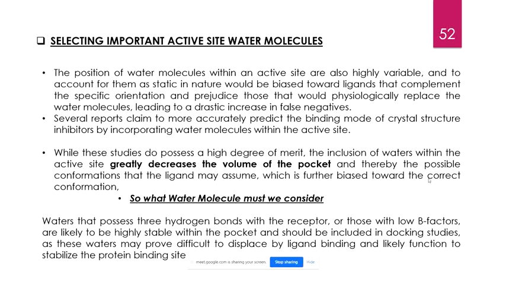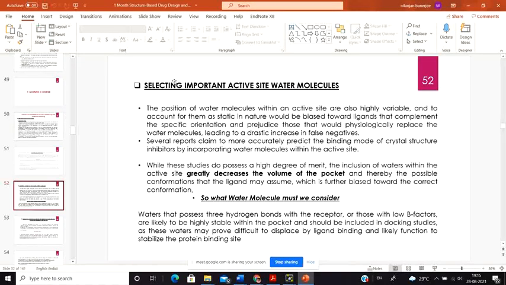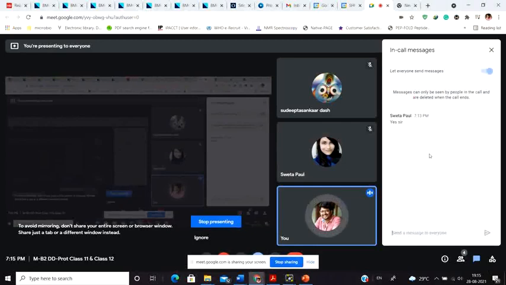Okay, next is the active site. Now what is an active site water molecule? For that we have to determine and define the active site. We all know what an active site is, right? What is an active site? You can write down the answer. We say that it's an active site of an enzyme. So what is an active site?